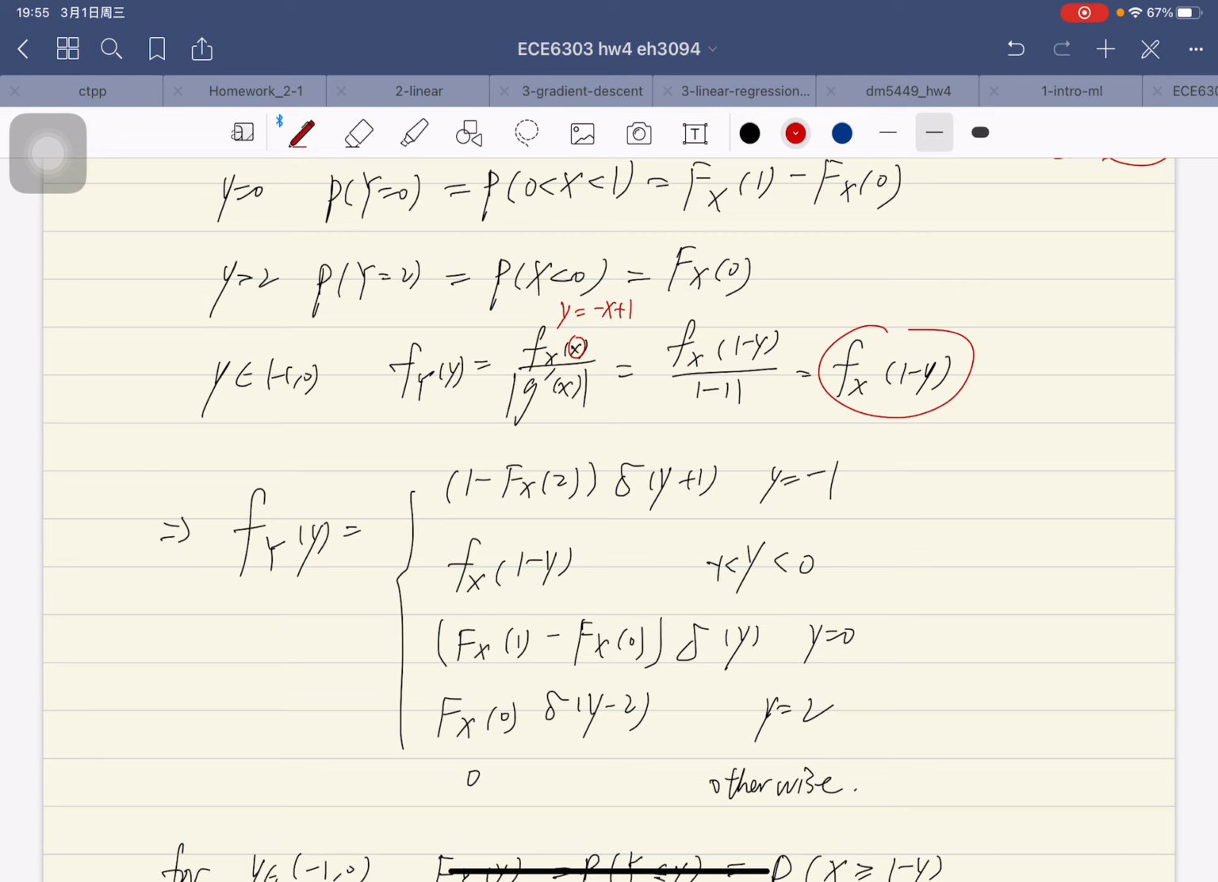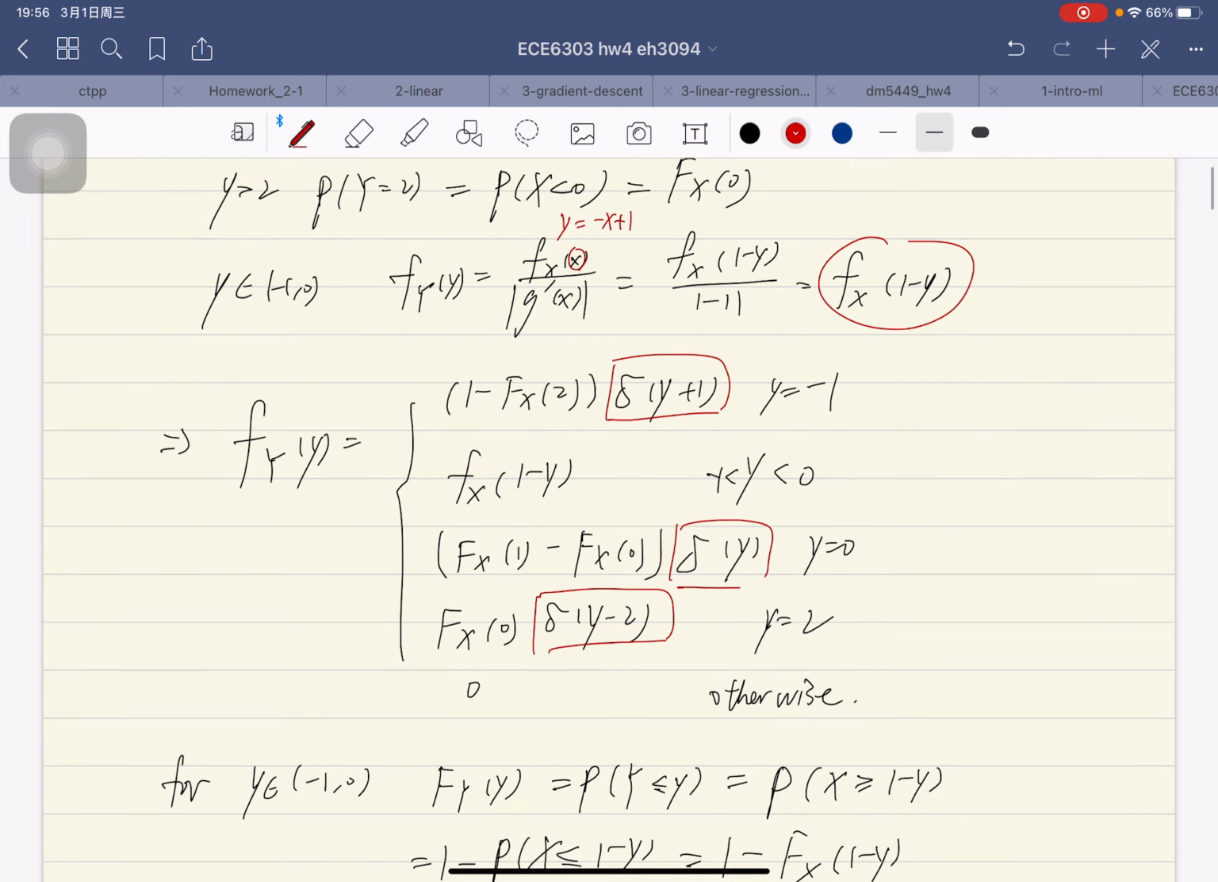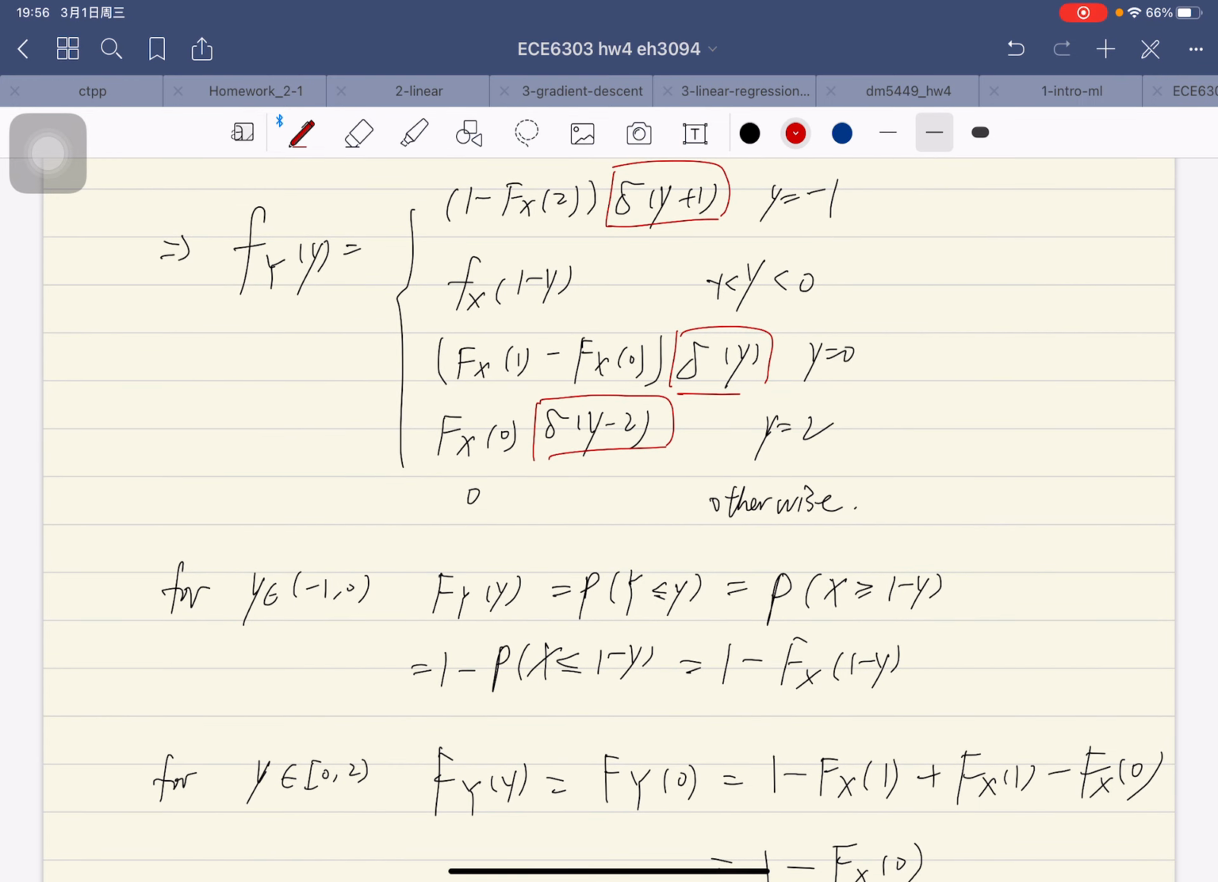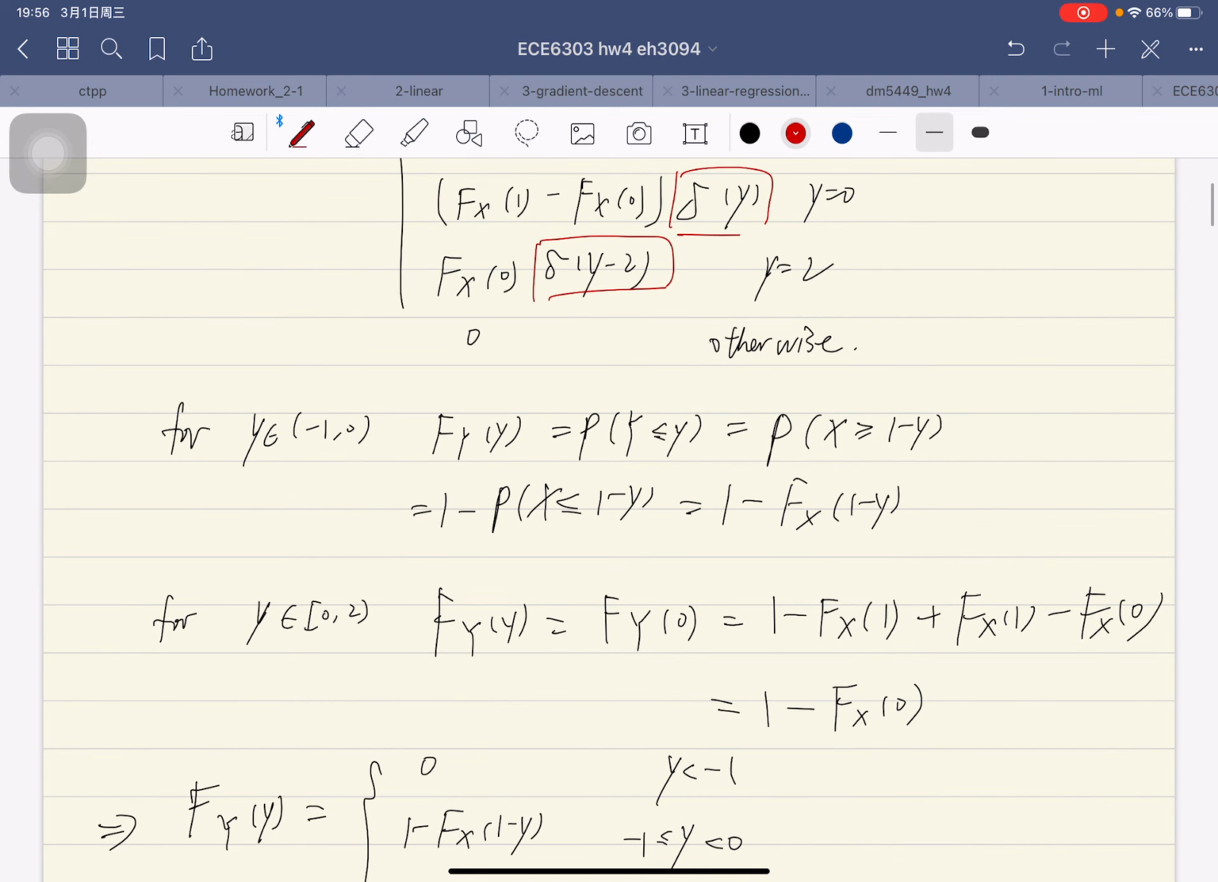And so, as a representation of the probability density function, we will use the delta function here in these three cases to show that there is a probability for y equal to these three values, and otherwise the density of fy should be 0. And since we have the small fy, then we will calculate the big Fy.